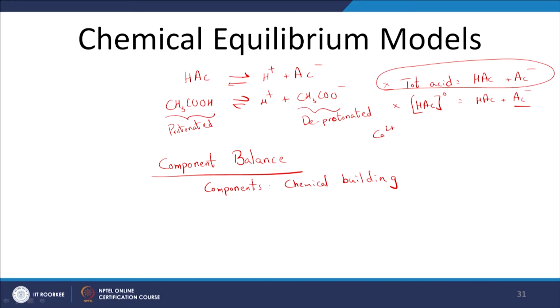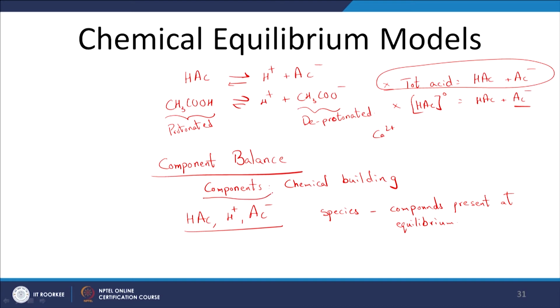So for example, in this particular case, HAC, H plus and AC minus are the three species, and again another term, species: compounds present at equilibrium. Species are those compounds that are going to be present at equilibrium in your particular solution, right. So then I will need to choose or define something called components, which I will call our chemical building blocks. Why do I call them building blocks?